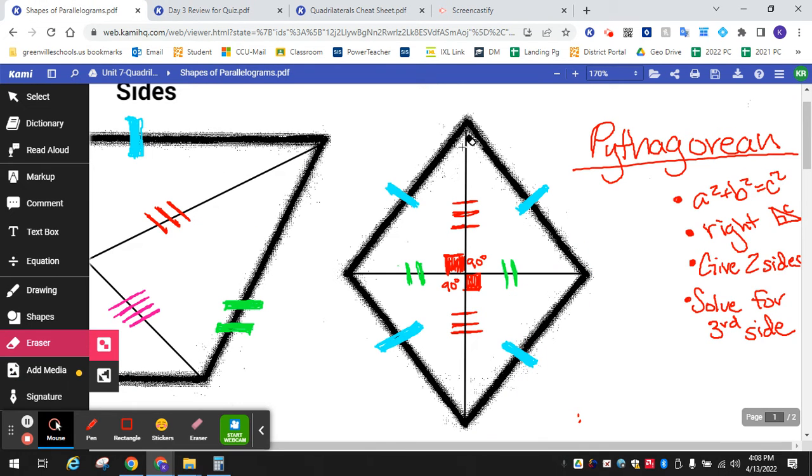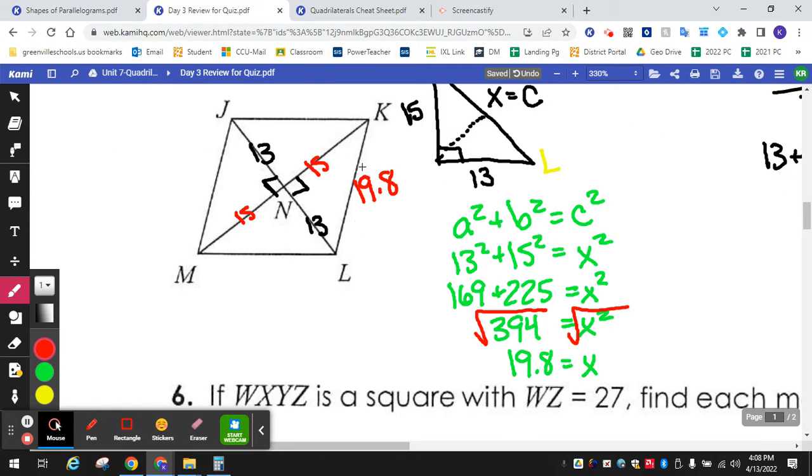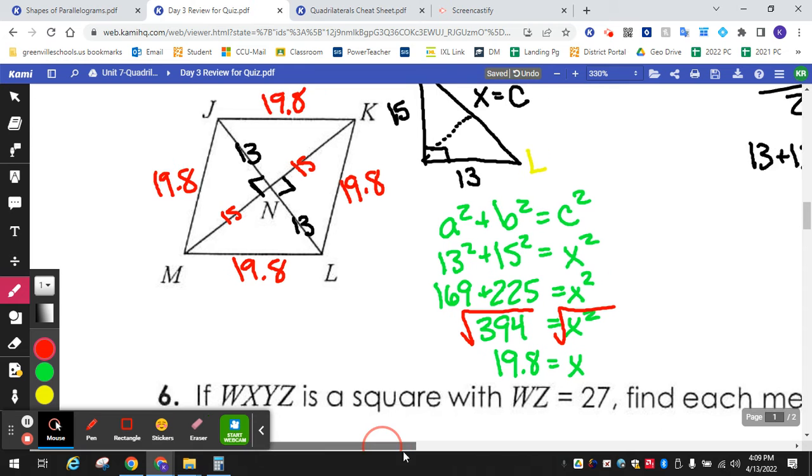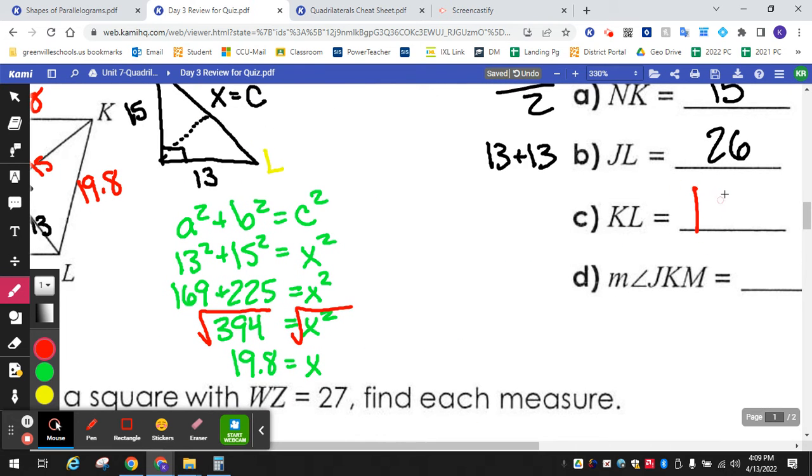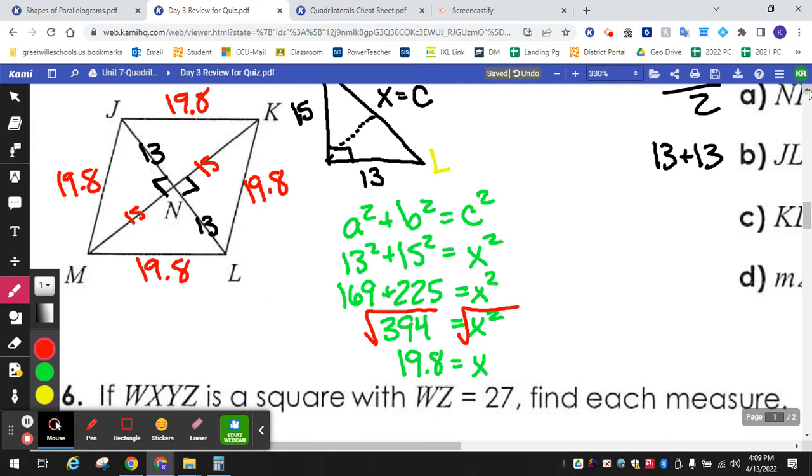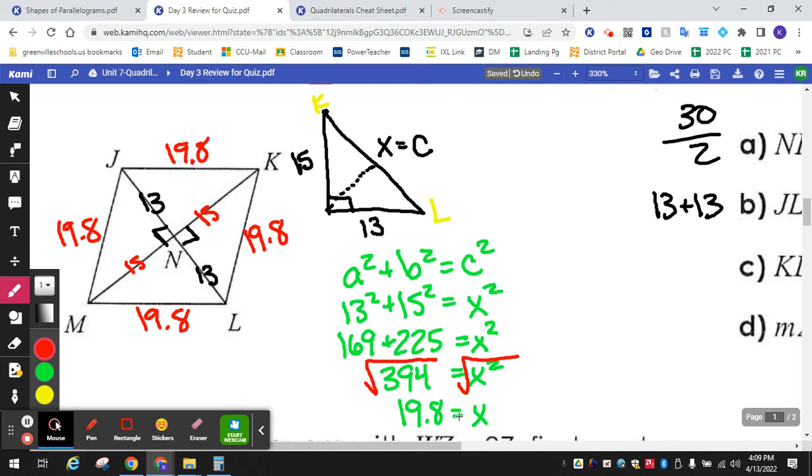And on a rhombus, all your sides are equal. So if this is 19.8, this is 19.8, and this is 19.8, and this is 19.8, they're all equal in a rhombus. So from K to L is 19.8. You'll have one of those on your quiz tomorrow. It'll be worth the most, though. So don't be like, oh, just one question, I'll skip it. So try your best on those.